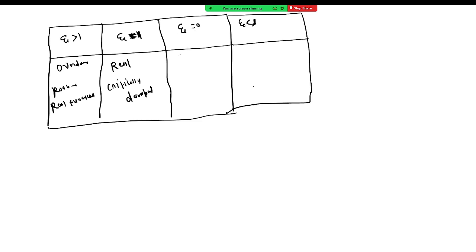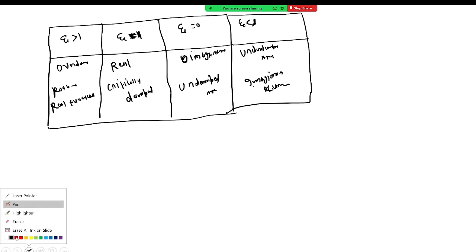When zeta is equal to 0, what happens? The roots were imaginary, and this is called an undamped system. And when zeta is less than 1, what happens? This one is called the underdamped system, and the roots were again imaginary and unequal. So we have seen four conditions, where these two conditions give real roots.